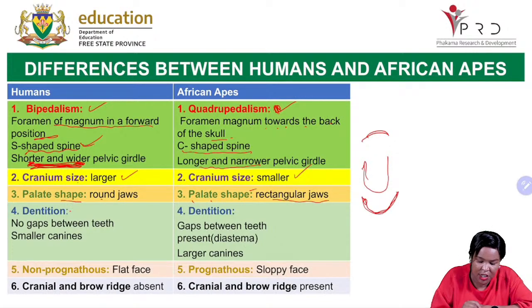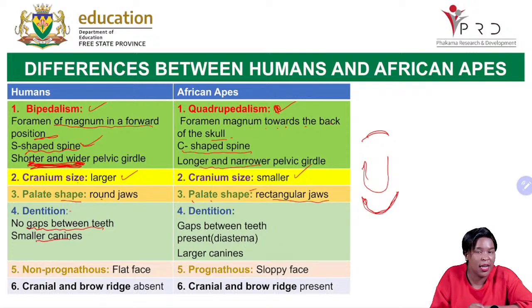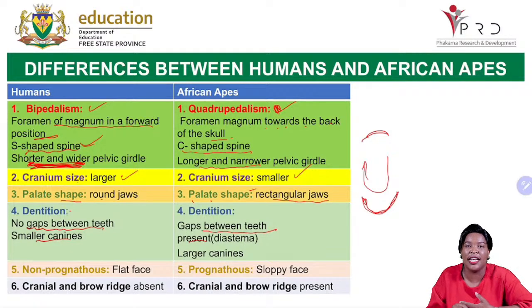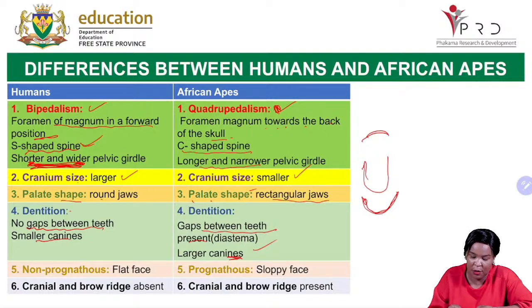Then the dentition, how are the teeth arranged within the humans? Humans do not have gaps in between their teeth, and they have small canines. Whereas the African apes have gaps between their teeth, which are called the diastema. And they have larger canines. And there's a reason behind that. It's because they had to tear raw meat, whereas we eat our meat soft and cooked.